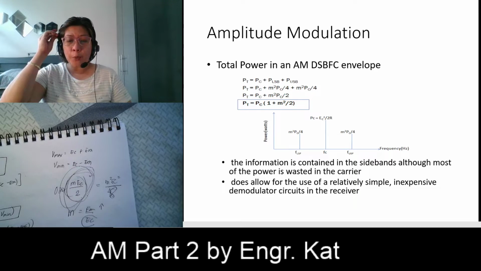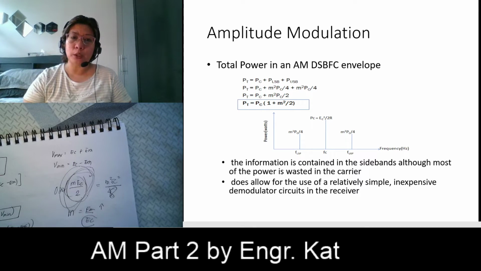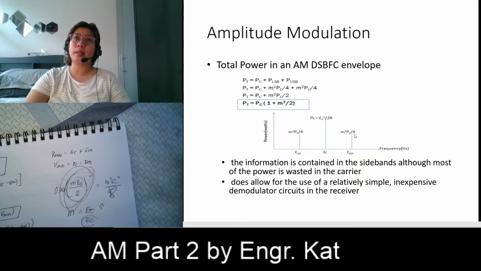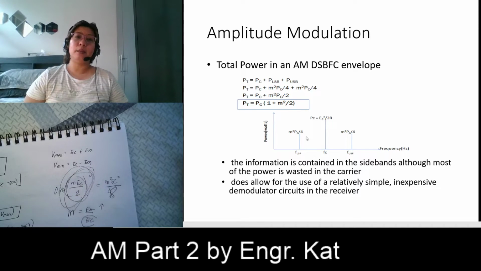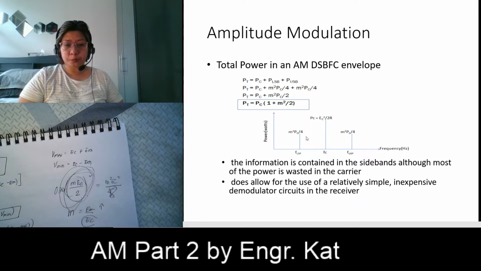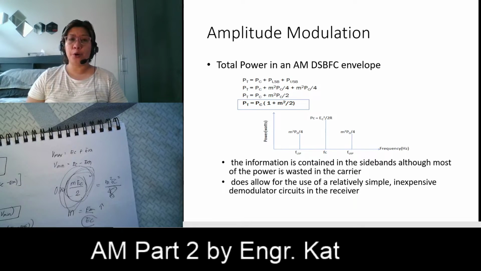So, this is the power spectrum for a 100% modulation. Okay? So, if M is equivalent to 1, technically, each sideband will get one-fourth of the power of your carrier.